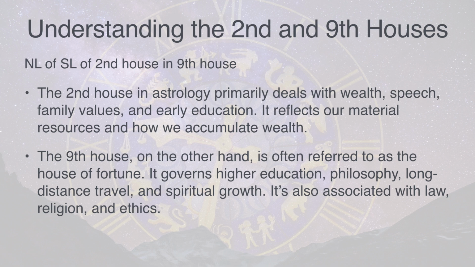Understanding the second and ninth houses. The second house in astrology primarily deals with wealth, speech, family values, and early education. It reflects our material resources and how we accumulate wealth.